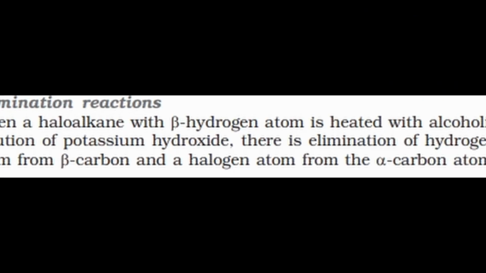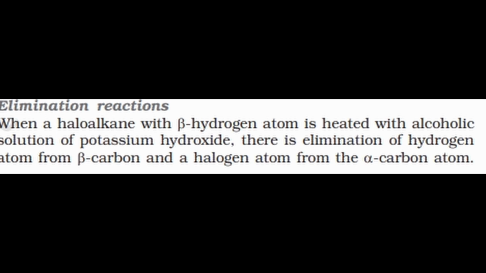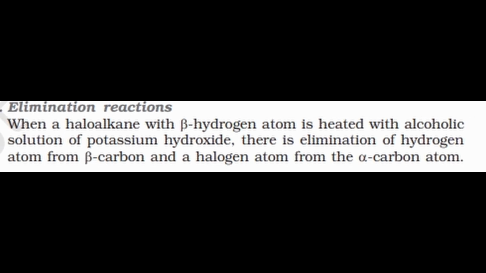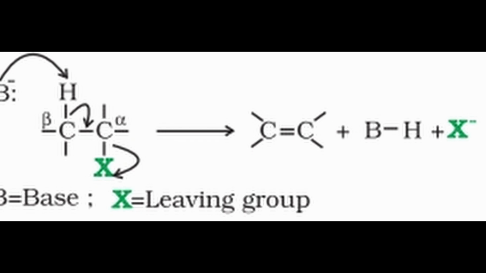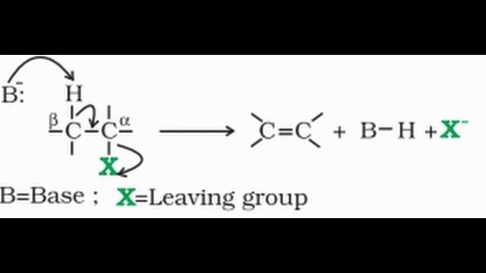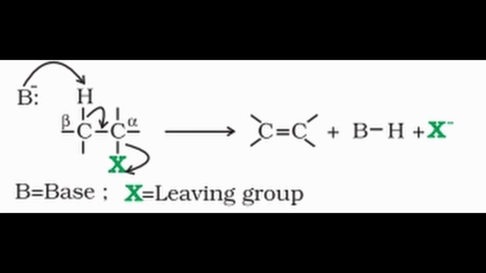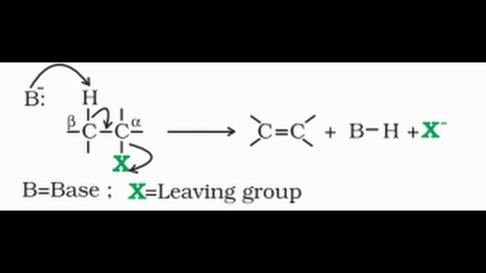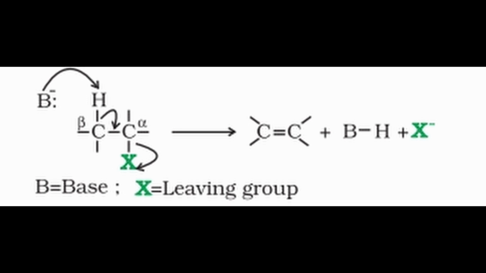When a haloalkane with a beta hydrogen atom is heated with an alcoholic solution of potassium hydroxide, there is an elimination of a hydrogen atom from the beta carbon and a halogen atom from the alpha carbon atom. As a result, an alkene is formed as a product. Since a beta hydrogen atom is involved in elimination, it is called beta elimination.